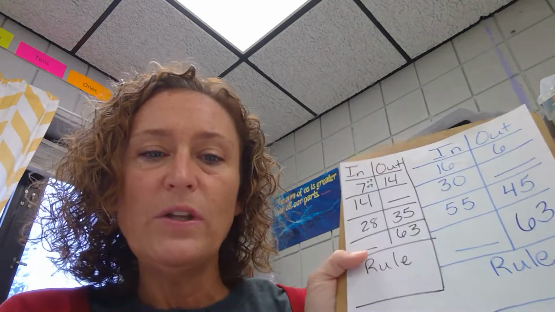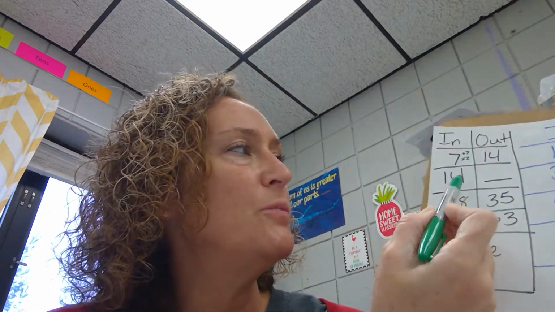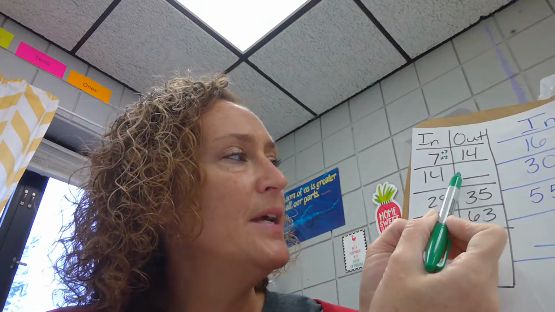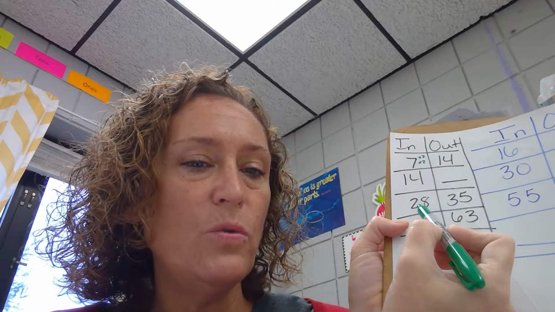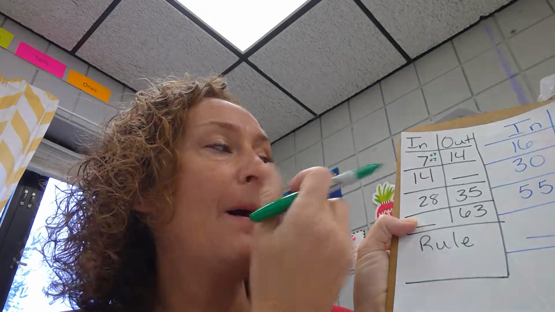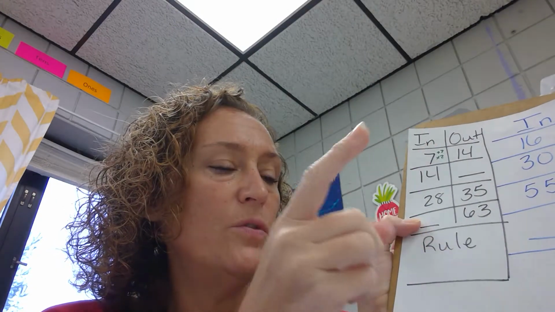because if it's multiplying by 2, I'll take 14 and multiply it by 2, but if it's adding 7, I'll only add 7 to 14. That's a big difference in the answer. 14 times 2 is 28, but when I add 7 to 14, that's only 21. So let's look here, 28 and 35. 29, 30, 31, 32, 33, 34, 35. Okay, that's an adding 7.